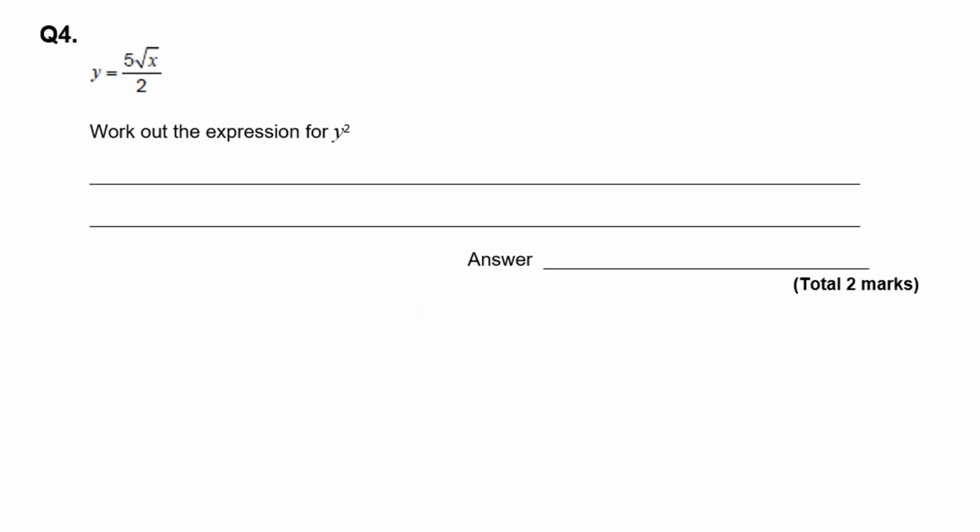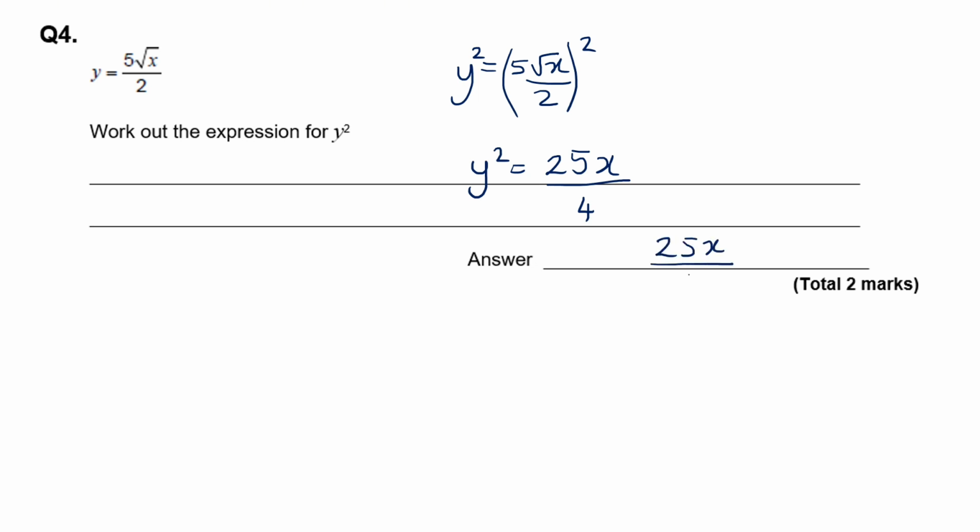Okay, this next question is giving us the expression of y, and they're asking us to find out what y squared is going to be. So that means we need to square it. If y is 5 root x out of 2, then y squared is going to be this squared. So y squared therefore becomes 5 squared is 25. If I square the square root, that's just going to get rid of the square root sign. So that's going to be x divided by 2 squared, which is 4. And that's going to be our answer: 25x out of 4.